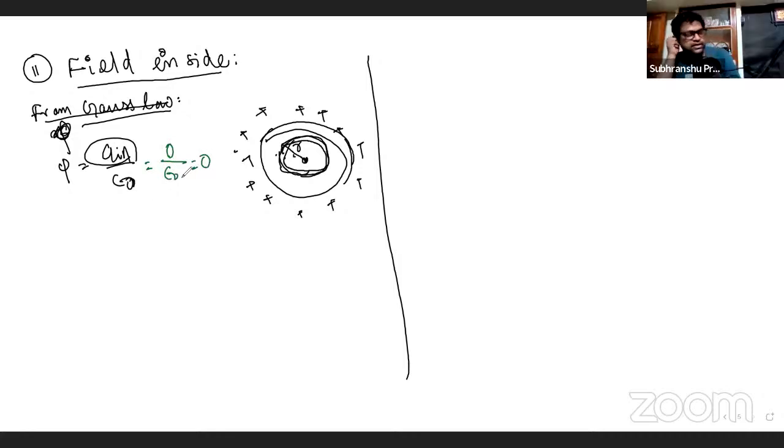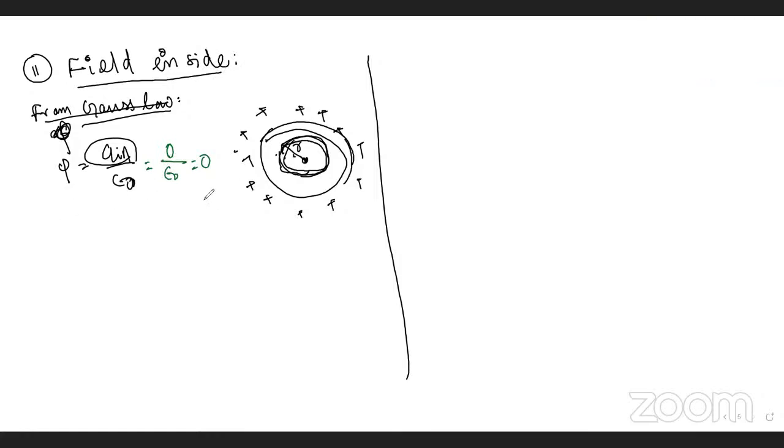No flux will be linked according to Gauss law. No flux will link with the surface which is inside the spherical cell. Okay, inside the cell. So this is equation 1.